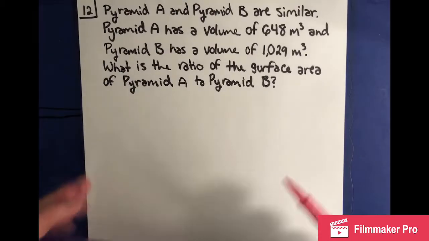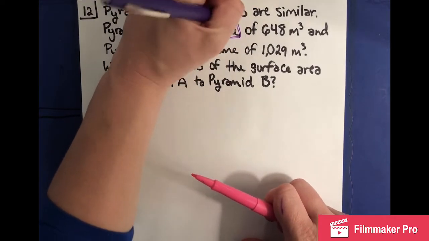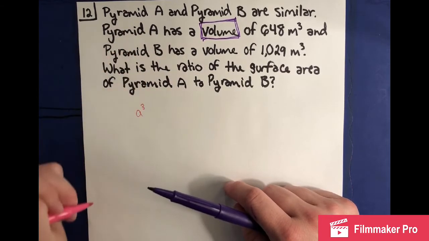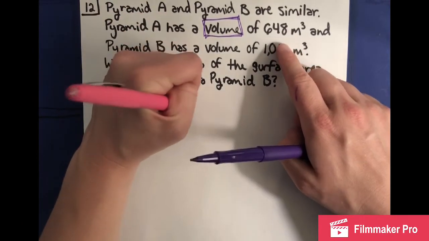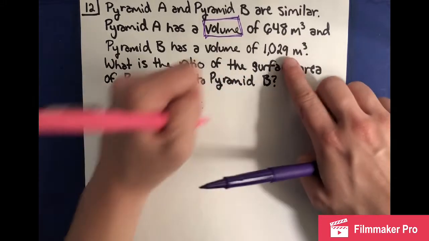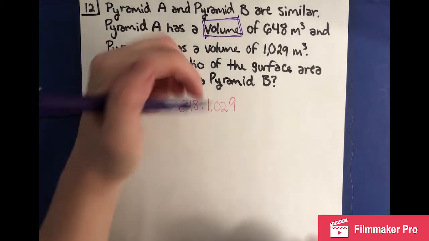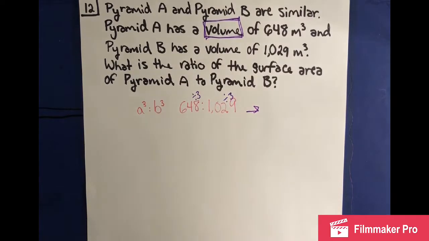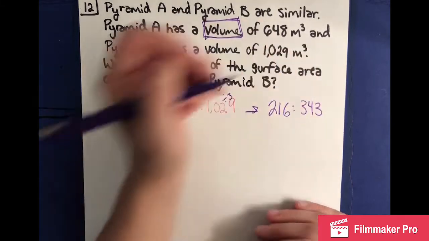One more to go, into our pyramids. So pyramids, we have volume. This is kind of cool. We're starting with the volume. We haven't had one of those yet, as far as I know. So that's A cubed to B cubed, currently A to B is 648 to 1029. It's a good thing I simplified this before. Divide by 3, divide by 3. That gives us a simplified answer of 216 to 343, and that's as simplified as possible.